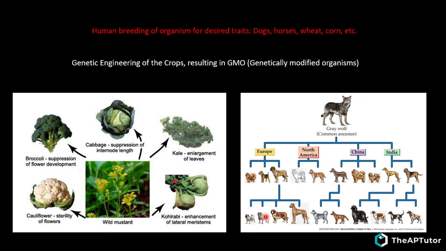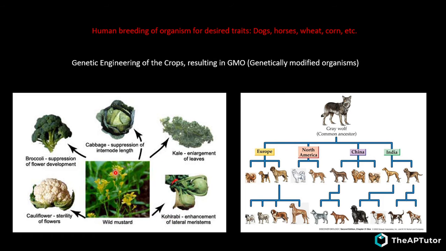So humans basically breed organisms for desired traits, like dogs, horses, wheat, and corn. The genetic engineering of crops results in GMOs, or genetically modified organisms. So these are good examples. The wild mustard, it's hard to believe, but it's true. Actually, they were bred by humans to make cabbage, broccoli, cauliflower, kale, and kohlrabi.